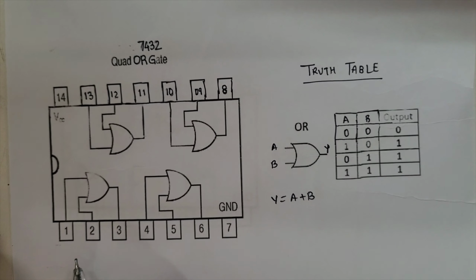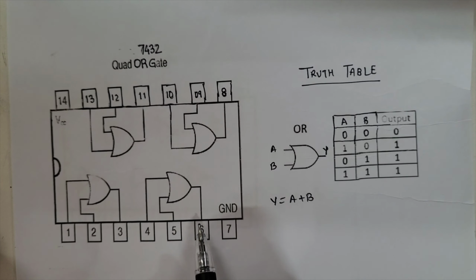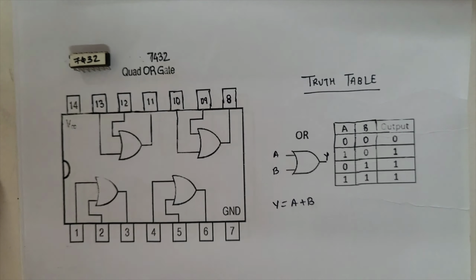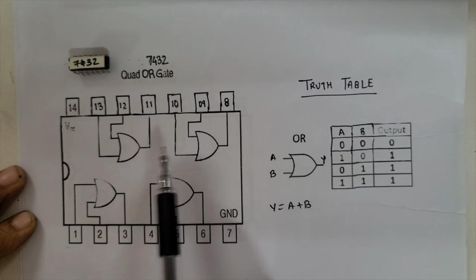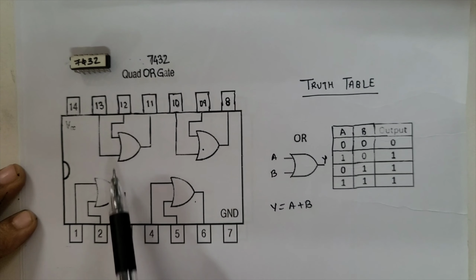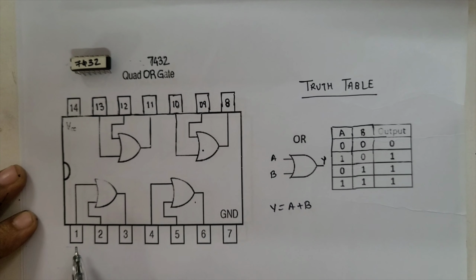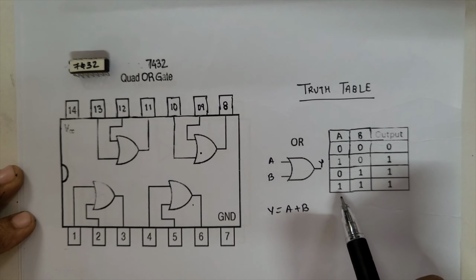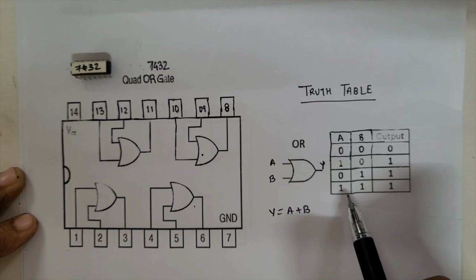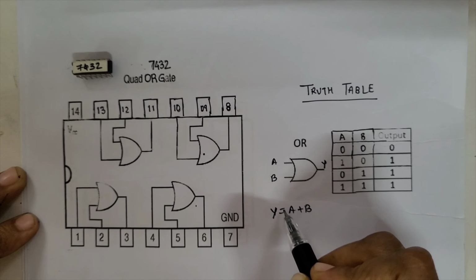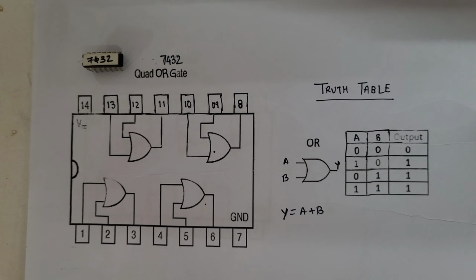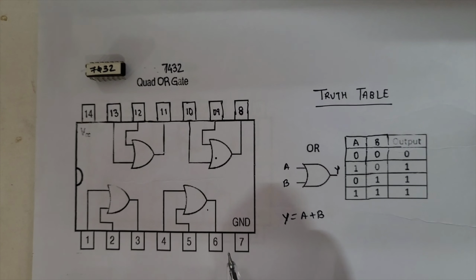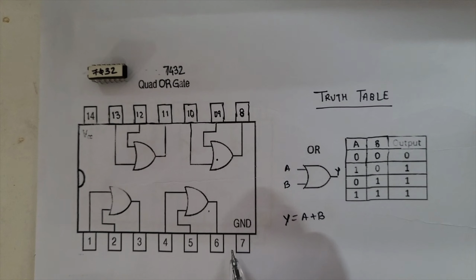This is the pin diagram for the OR gate. The IC number is 7432, and this is the IC for the OR gate. Here again "quad OR gate" is written, which means we have 4 OR gates, the same way, with 1 and 2 as input and 3 as output. This is the truth table for the OR gate. In the OR gate we know that output is equal to A plus B. The way we verified the AND gate, in a similar manner we are going to verify the OR gate on the universal breadboard system.